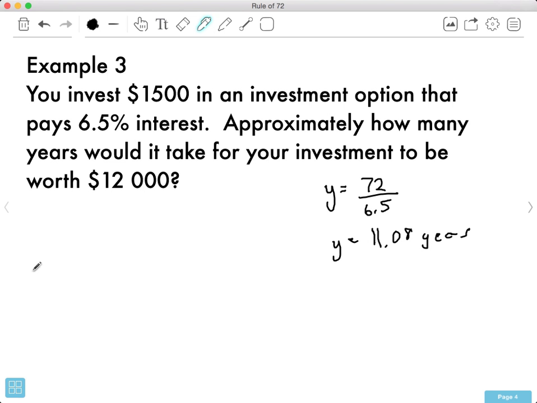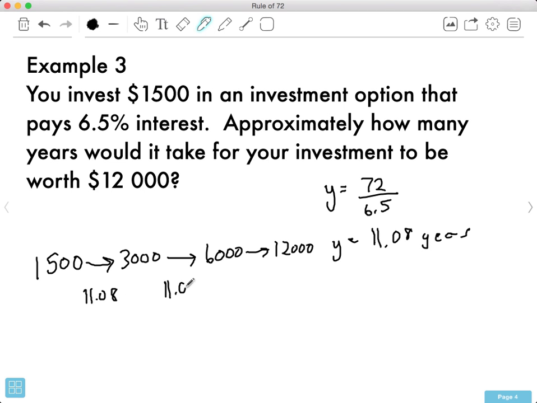Well, let's look at what happens. If we take 1,500 and we double it, that gives us 3,000. If we double 3,000, that gives us 6,000. If we double 6,000, that gives us 12,000. Now, if we're at the same interest rate, remember it's going to take 11.08 years to double once. It'll take another 11.08 years to double again from 3 to 6. It'll take another 11.08 years to double to the final $12,000.